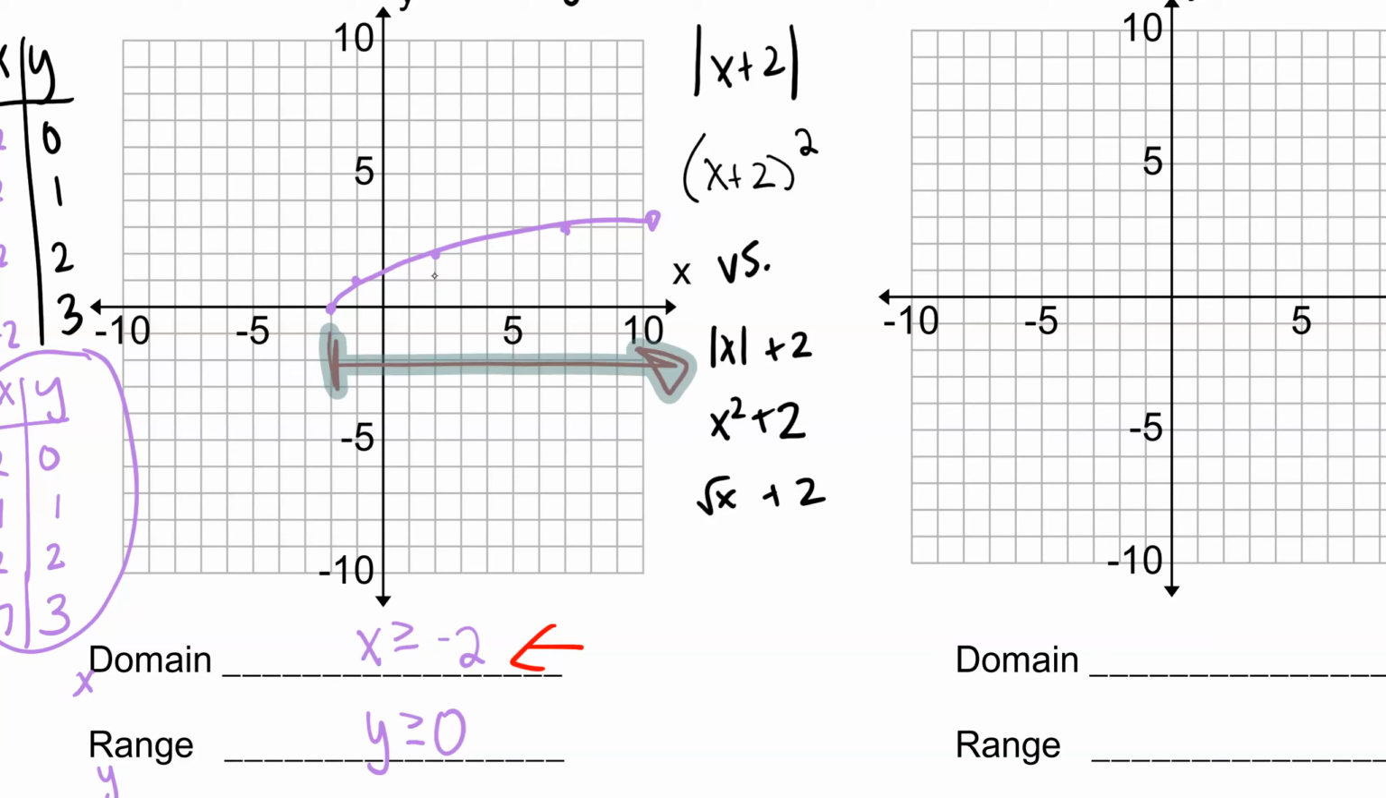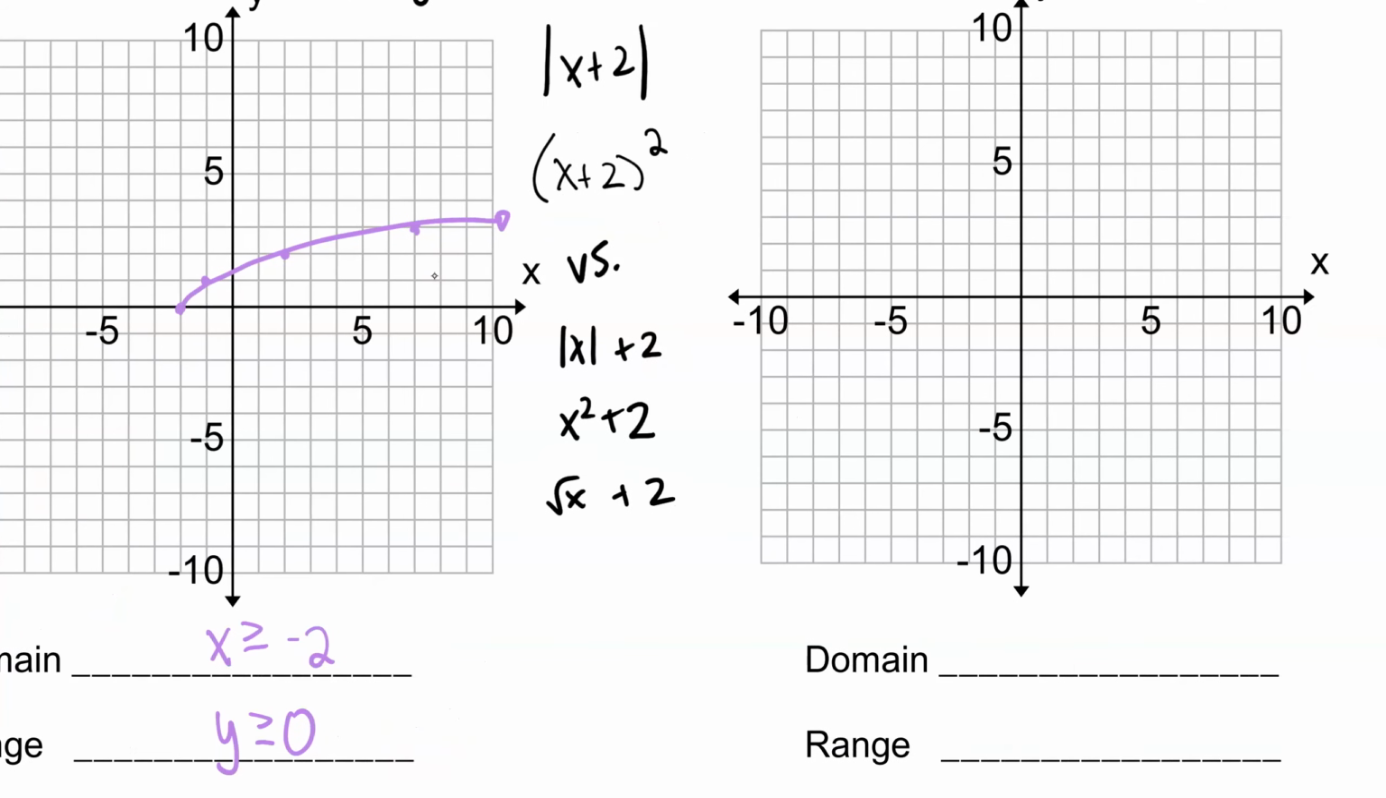Now, as far as y values, notice I have a y value of 0 here, and then all my y values get bigger. There are no y values less than 0. We have a y value of 0 when x is -2. That's why it is greater than or equal to 0. It'll just take a couple times of doing it to really understand domain and range. Let's try the next one.